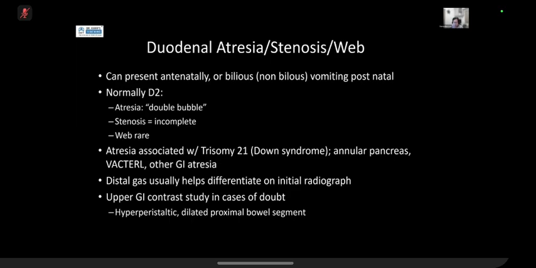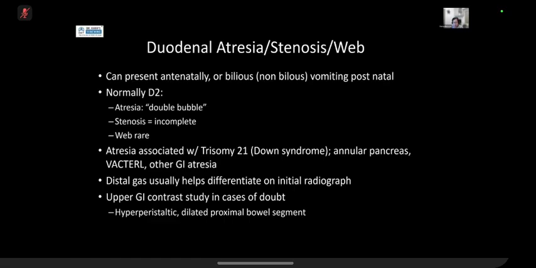As I said earlier, distal gas helps to differentiate on your initial radiograph the urgency of doing this upper GI contrast study. And as I said earlier, essentially what we're looking for is that hyperperistaltic dilated bowel segment prior to the obstruction. Okay.